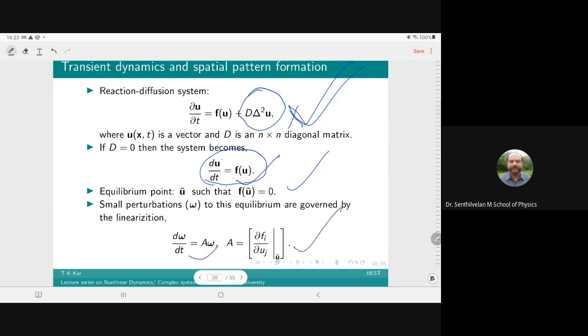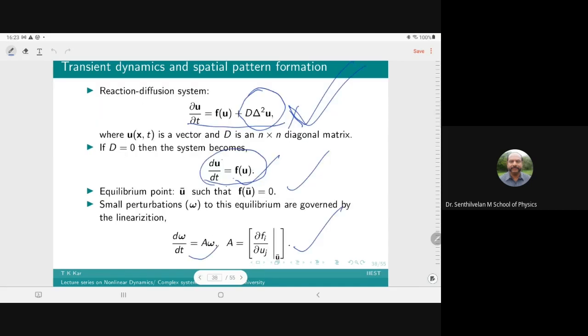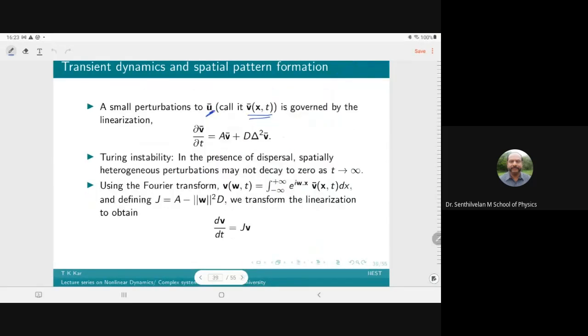Jacobian matrix like this. But if we consider the perturbation in this model, then it is not so difficult. A small perturbation to u bar, the equilibrium point, and if we take the perturbation in vector form, v bar of x, t, then this system takes this form after the perturbation.